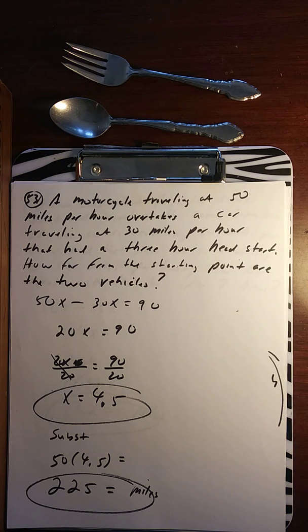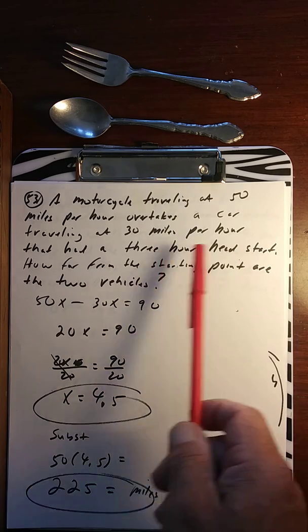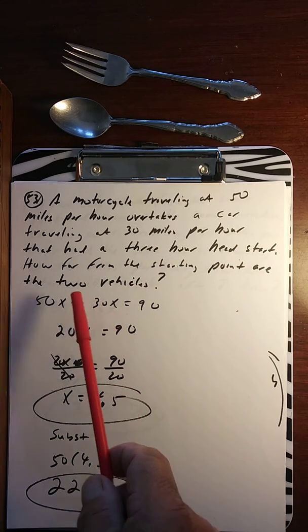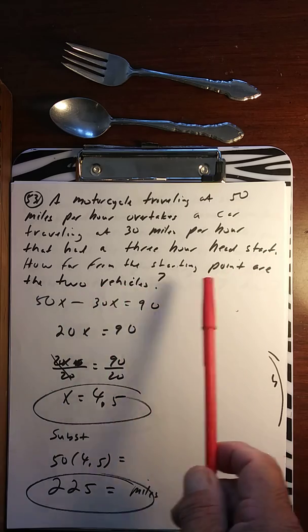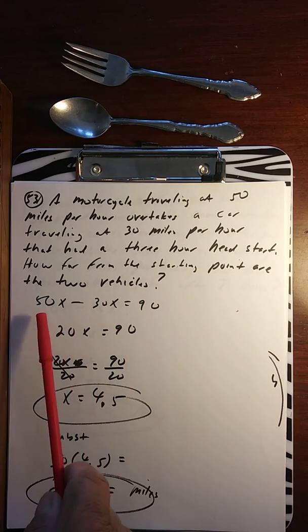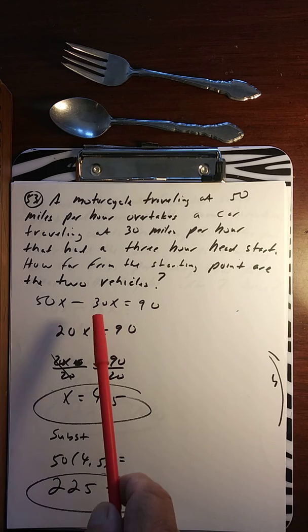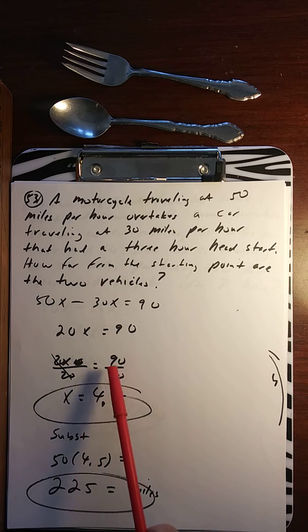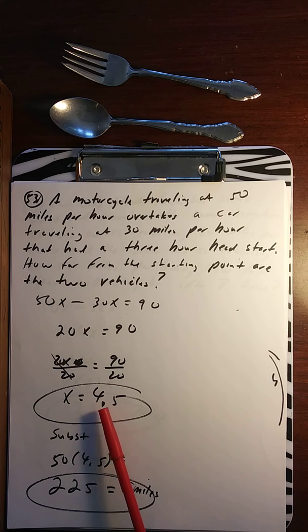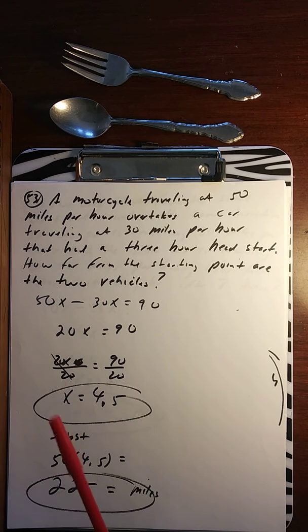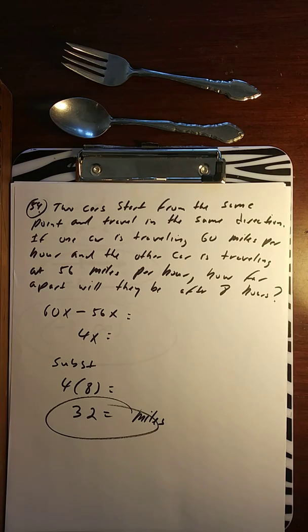A motorcycle traveling at 50 miles per hour overtakes a car traveling at 30 miles an hour, and the car had a 3-hour head start. So how do we do this? How far from the starting point are the two vehicles? Well, 50x minus 30x is 20x equals 90. Divide by 20, divide by 20. So x is 4.5 hours before this happens. And in 4.5 hours, how far is the guy at 50 going? 50 times that is 225 miles before he overtakes him.